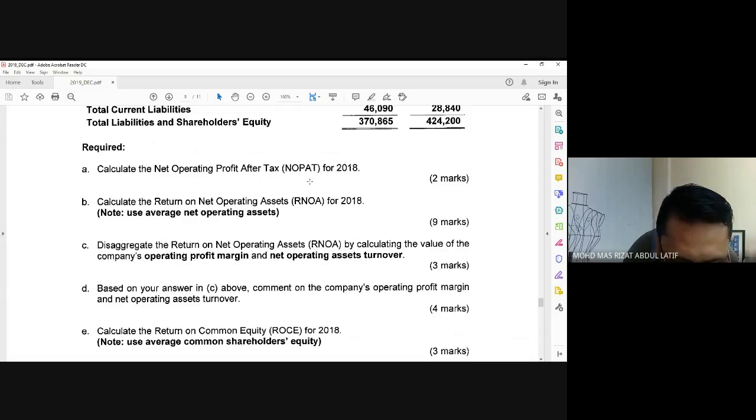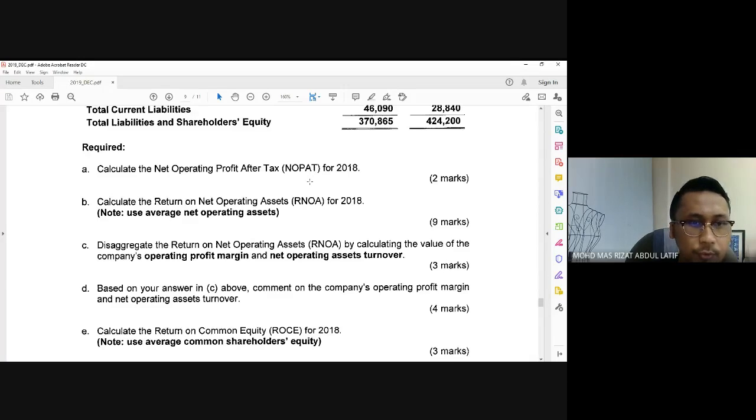464 tadi kan? How you can calculate your NOPAT, net operating income after tax. Okay, so you tengok kat situ lah in term of dia punya formula. Okay, next number 2B, calculate the return on net operating asset for 2018.